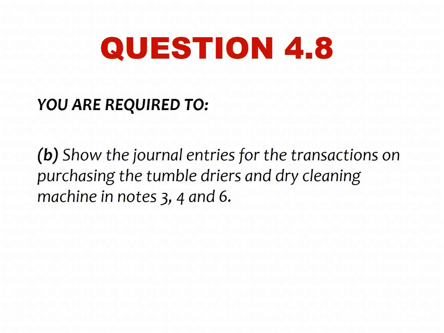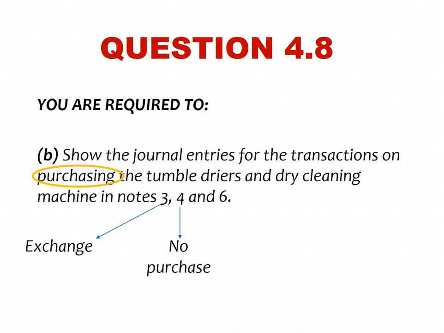You are required in part B to show the journal entries for the transaction on purchasing the tumble dryer and dry cleaning machine in notes 3, 4 and 6. What's important to note is that we are only looking at the journal entries for the purchasing transactions. So let's look at note 3. In note 3, there was an exchange of assets, so this would classify as a purchase of assets. In note 4, there was no purchase. We are simply given more information to help us calculate the depreciation. And in note 6, there's an upgrade, which also is accounted for as a purchase transaction.